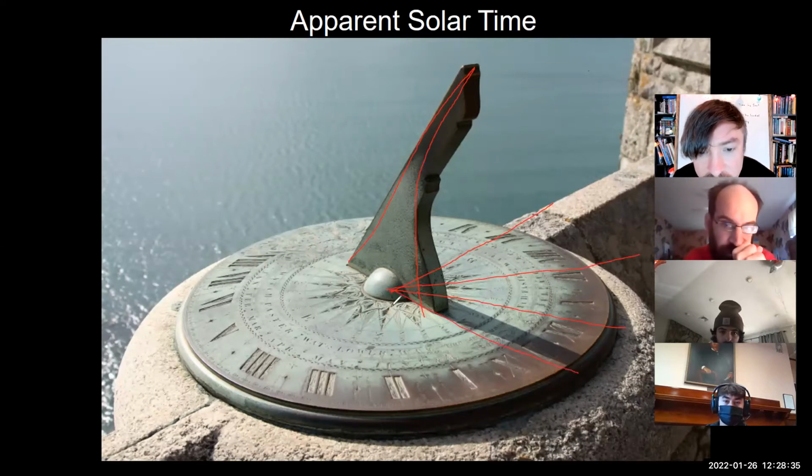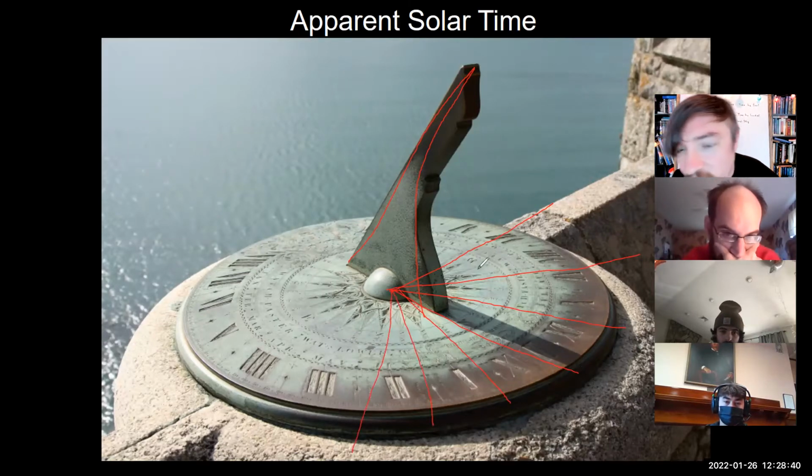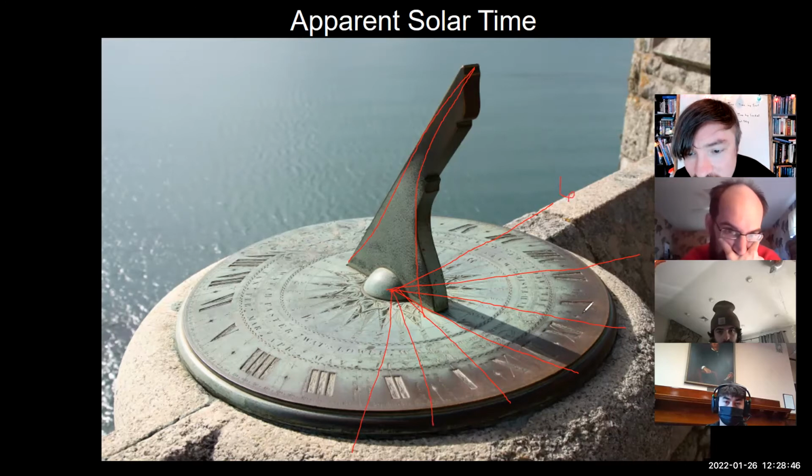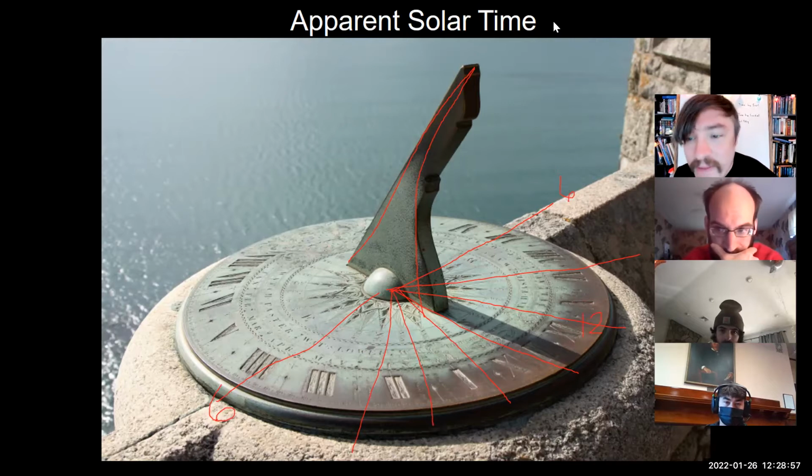The way you do things with apparent solar time is whenever the sun rises in the east, you call that 6 a.m. When the sun is at its highest point overhead, you call it 12 noon. And when the sun is setting in the west, you call it 6 p.m. So if you kept time by a sundial, it would always be 6 a.m. at sunrise, and it would always be 6 p.m. at sunset, roughly. I'm pretty sure that's correct.